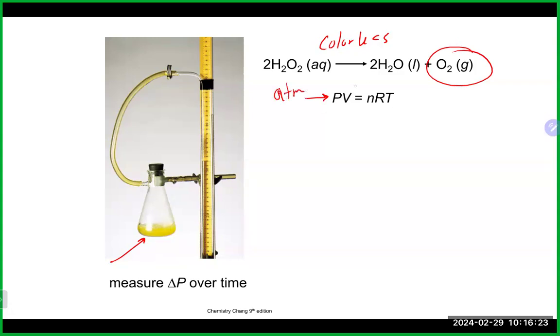ATM, right? Volume should be in liters. N should be moles, yeah. T should be in Kelvin. R is our gas constant, right? That's 0.08206 liters atmosphere per Kelvin mole, or 0.0821, which people like to use these days for that number.